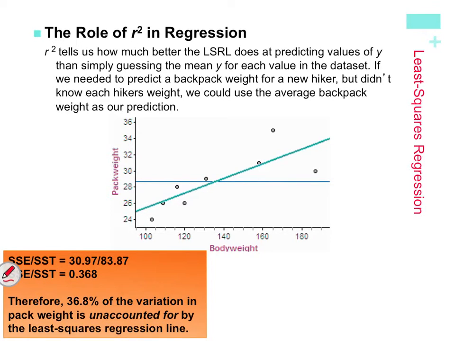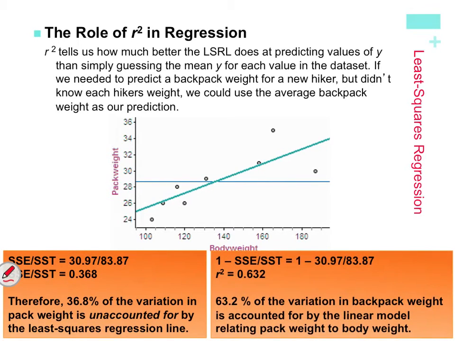And here comes r squared. R squared is going to be 63.2%. And what that is, it's the variation in backpack weight that is accounted for by the linear model relating backpack weight to body weight.